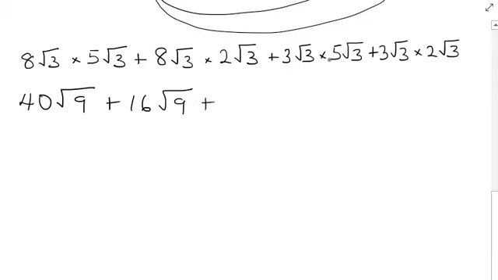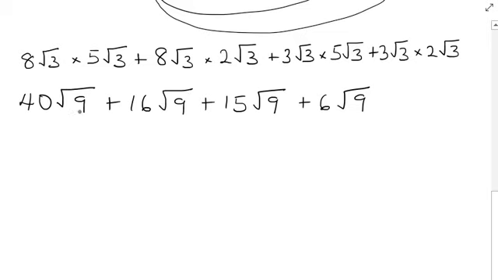Plus 3 times 5 is 15. Root 3 times root 3 is root 9. Plus 3 times 2 is 6. Root 3 times root 3 is 9. So we now need to simplify further.